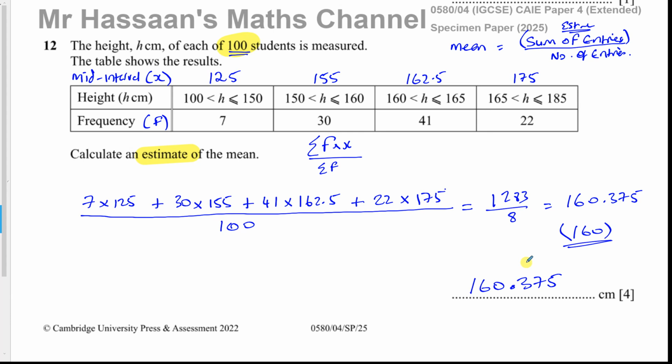So you should always have a way of checking to see if your answers are sensible in some of these questions. And that's one of those questions that you can very easily do so when you're finding an estimate of the mean. Okay, so that concludes this question.